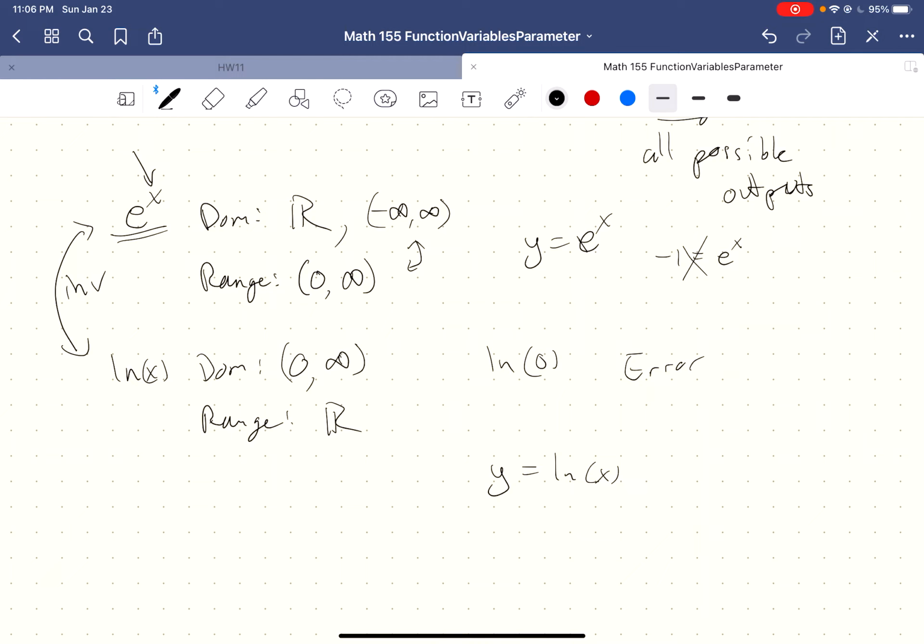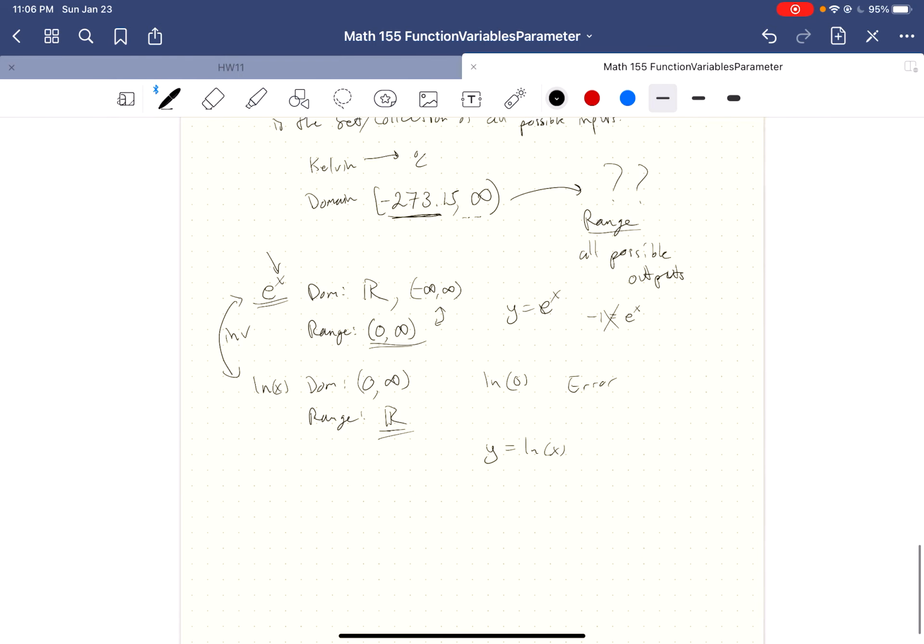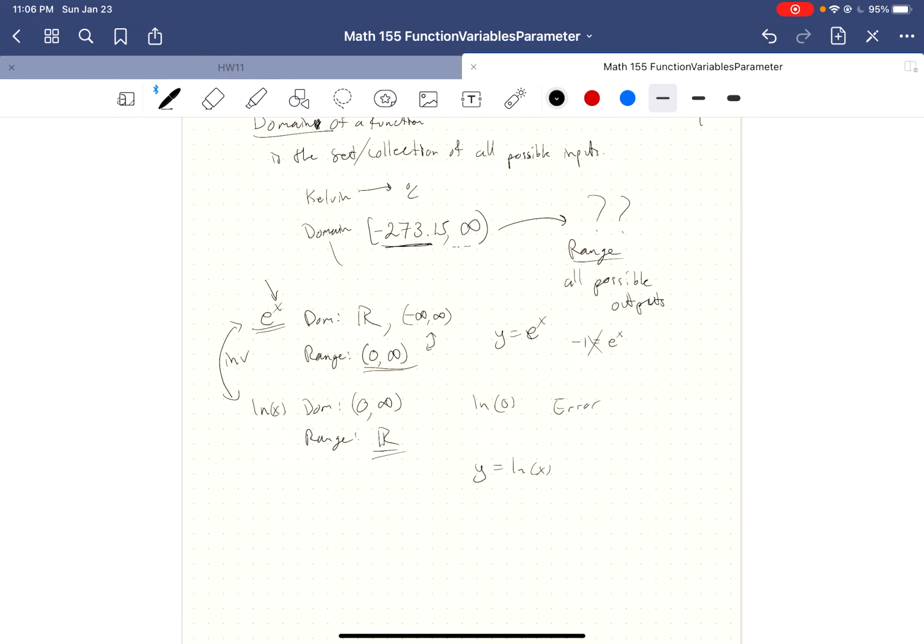So in other words, the range of e to the x is smaller than the range of natural log. Okay, so how do you determine a domain? Well, you got to know some algebra and you got to know some life stuff. So in this case, it's the context.